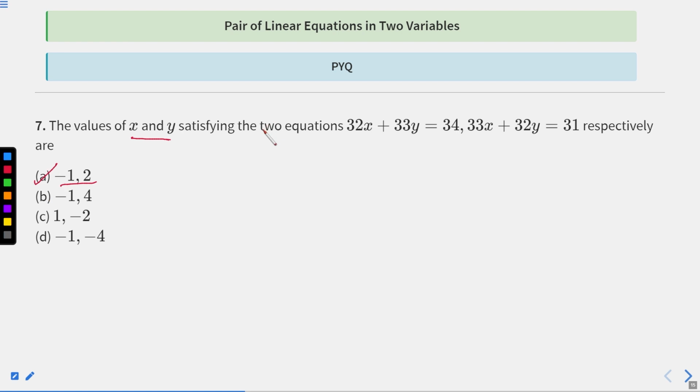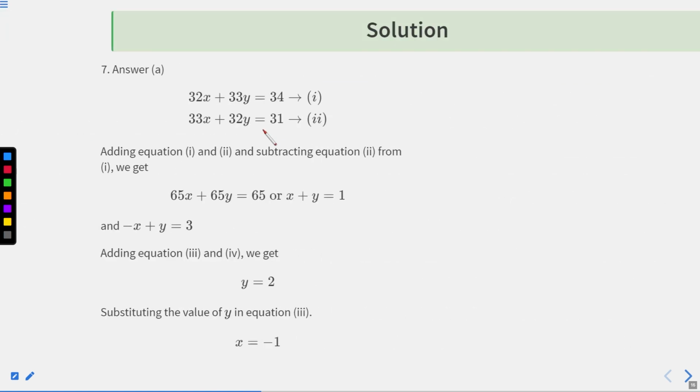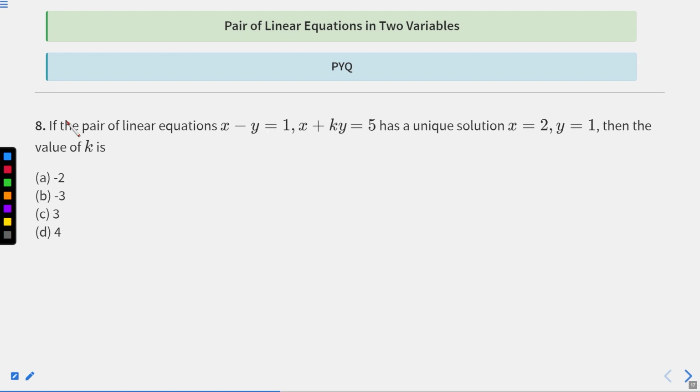So now let us move to question number 8. In question number 8 we are given a pair of linear equations x - y = 1 and x + ky = 5. If the pair of linear equations given in this question has a unique solution x = 2 and y = 1, then we need to find the value of k. So basically here we have to find the value of k.